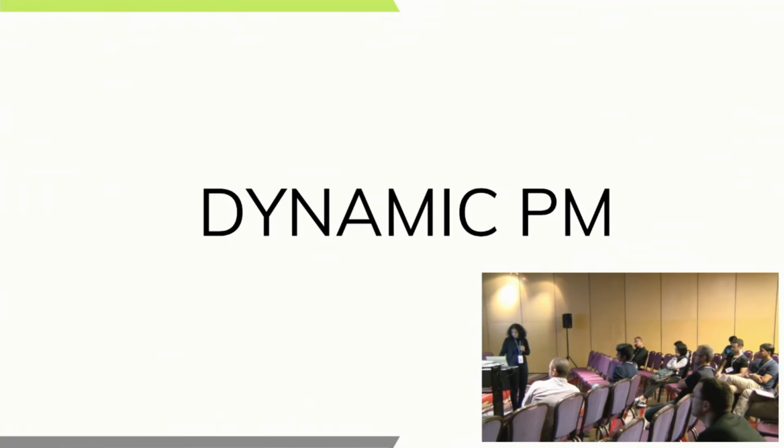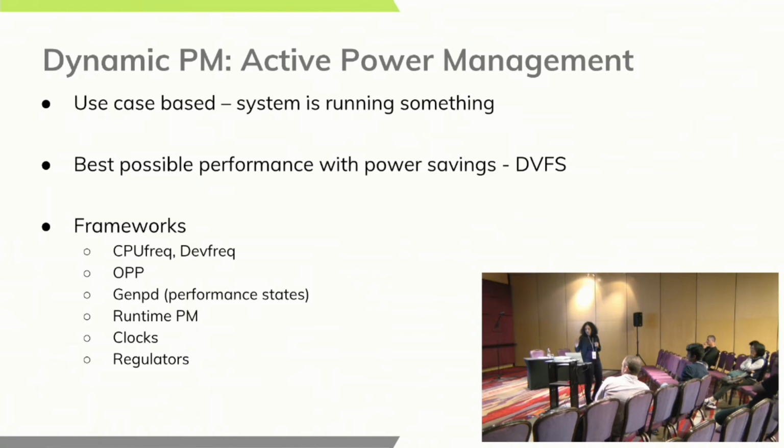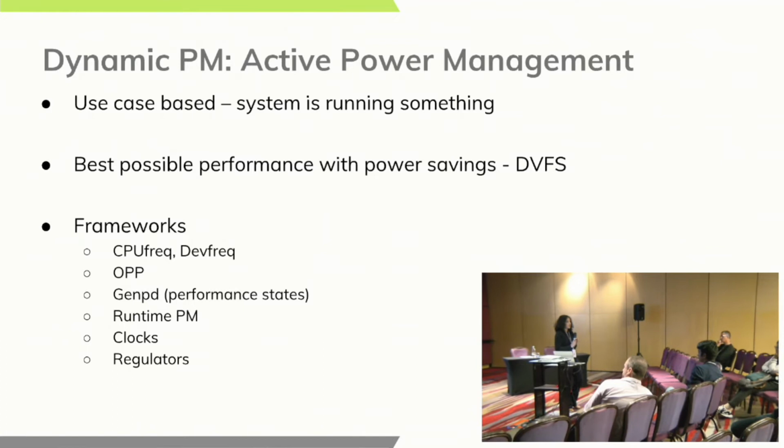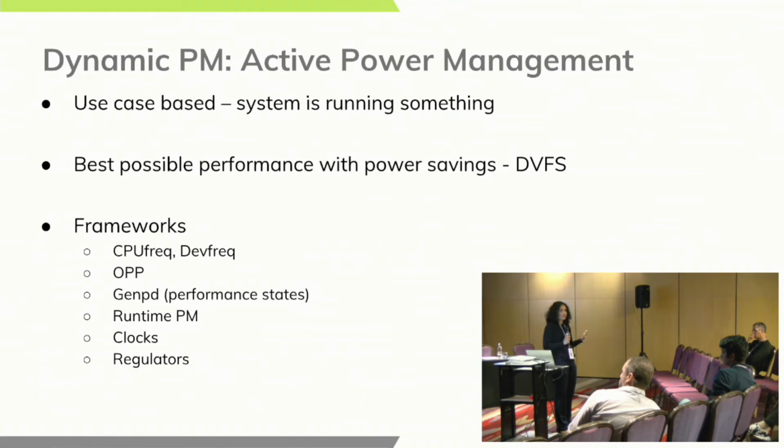Yeah, so we'll move on to dynamic power management. Like I said, it is use case based power management. The system is running something, so there's a use case running, there are some tasks running, so how best to configure the system to achieve the maximum power savings possible?